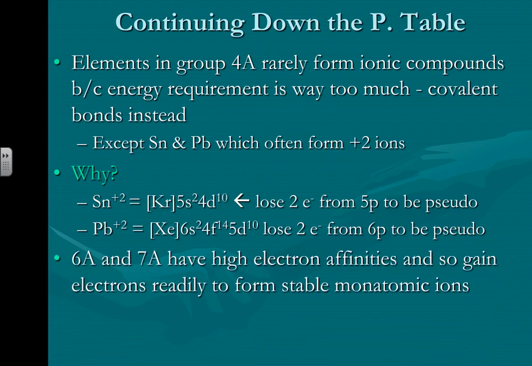To look at group 6A and 7A, very high electron affinities, again, high electronegativities. They gain electrons readily. They form very stable monatomic ions. So again, 6A would be like O2 negative, or 7A something like F negative. So those are very, very stable.